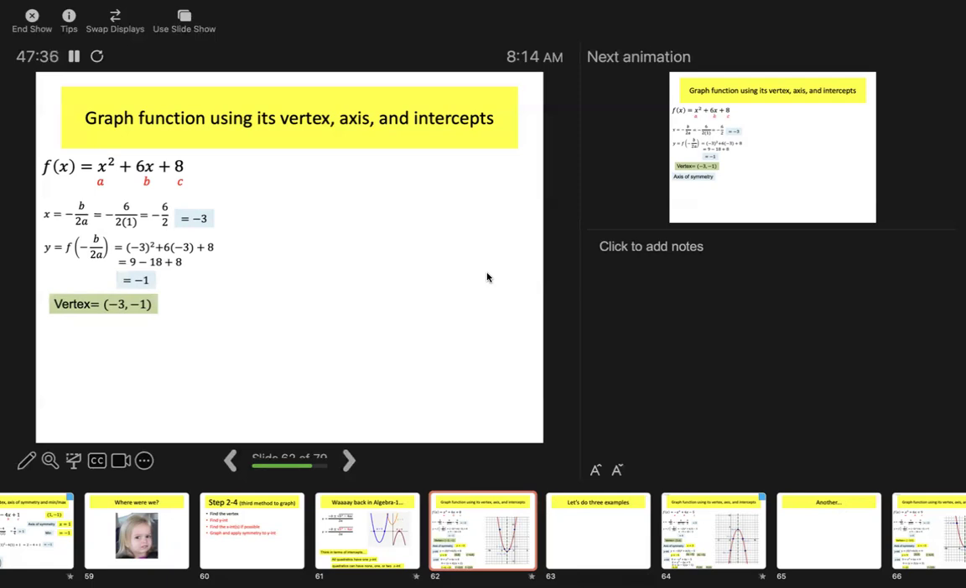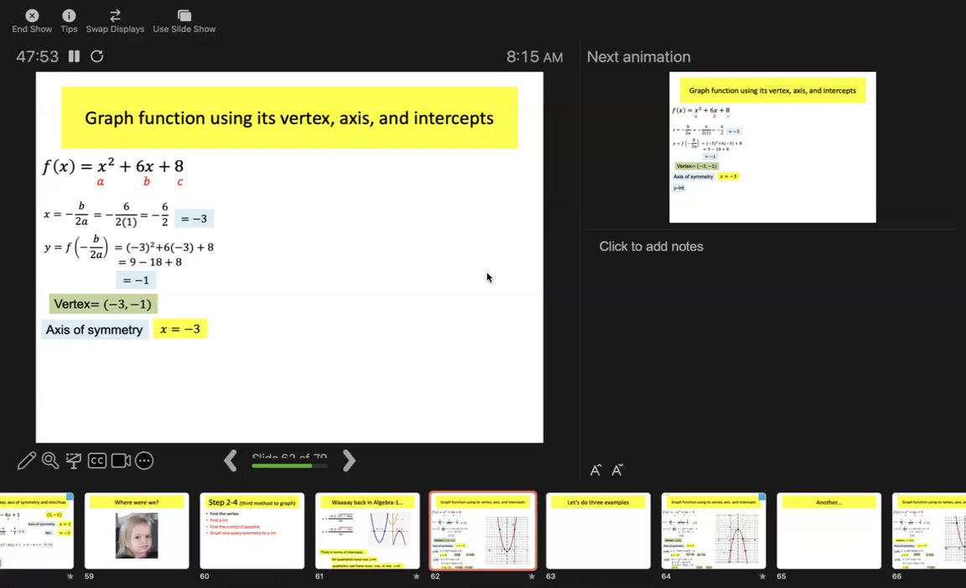That splits our parabola. Concave up, so it has a minimum. I don't need to find the minimum, right? We're going to use that. So the axis of symmetry is x equals negative 3. Now we find the intercepts. It doesn't matter the order that you do this in.